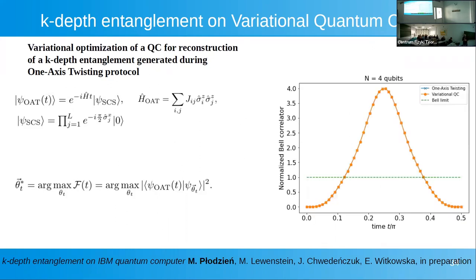And maybe this is surprising or not, but for a small system, we have perfect agreement, meaning that the quantum circuit can really well reproduce the correlator which is given by the one-axis twisting protocol. So this is only four qubits. For larger particle numbers, it's of course more complicated. Nevertheless, we have a way to generate this on the quantum hardware.